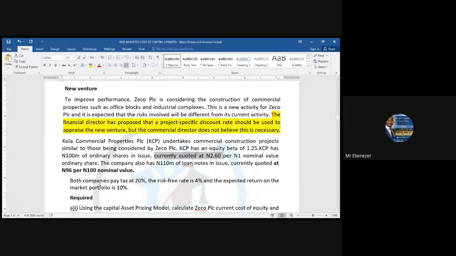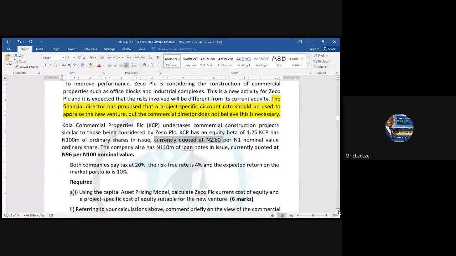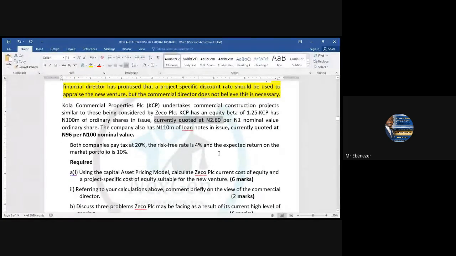Both companies pay tax at 20%, meaning that both have the same tax. The risk-free rate is 4%, and the expected return on the market portfolio is 10%. This is risk-free, and this is market return.